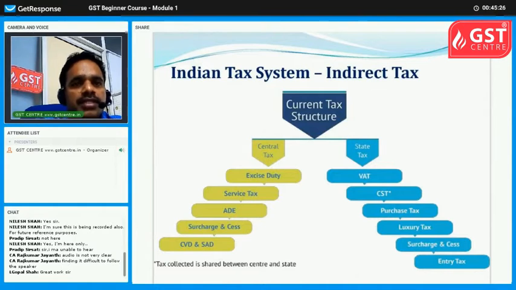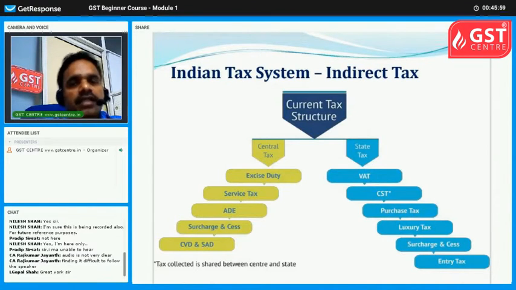So we will start with the overview of GST. At the present stage, the Indian tax system consists of two taxes, direct tax and indirect tax. Direct tax, you may be aware, mainly consists of income tax. It is assessment of income directly earned by a person, and calculating the tax on that and paying to the income tax department.